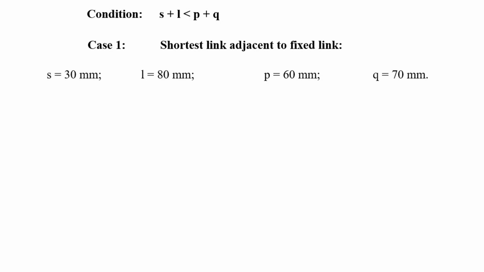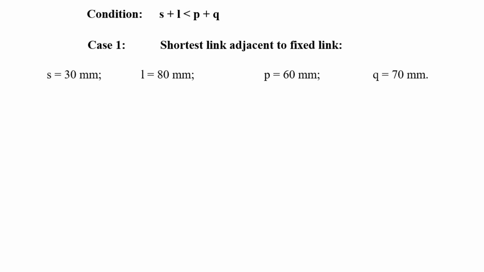Q is equal to 70. So the condition says S plus L, that is S is equal to 30, L is equal to 80. So 30 plus 80 becomes 110. P plus Q, P is equal to 60 and Q is equal to 70, so P plus Q becomes 130. So 110 is less than 130. So the condition is satisfied. So this satisfies the condition of the Grashof equation.